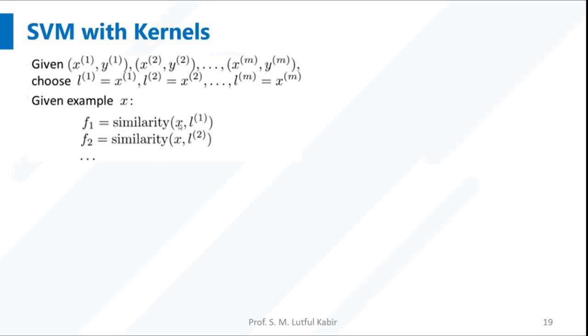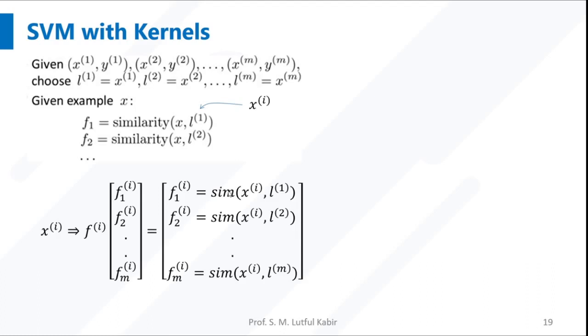And that x vector compared with the L1 vector will give you one scalar quantity, f1. Similarly, when you compare that same x with another landmark, that will give you another component, f2, and so on. So in SVM, we will have m number of features for a single x. So x in this case could be x1, but L1 will be equal to x1, L2 will be equal to x2. So this L1, 2, 3, 4 is actually different x's.